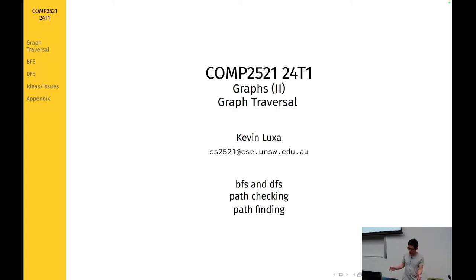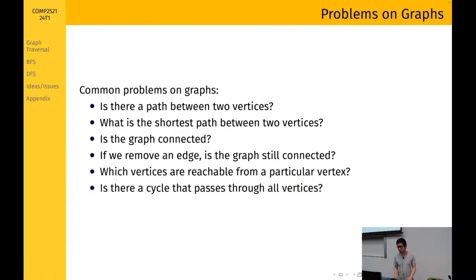Okay, so graph traversal. What is graph traversal all about? It's going to help us solve lots of different kinds of problems on graphs. Here are just some of them. Is there a path between two vertices? That's a really common problem. We just want to know if we can get from one place to another. What is the shortest path between two vertices? Is the graph connected? Remember, connected means that for every pair of vertices in the graph, there is a path between them. If we remove an edge, is the graph still connected? And so on.